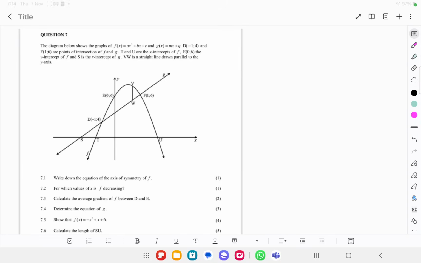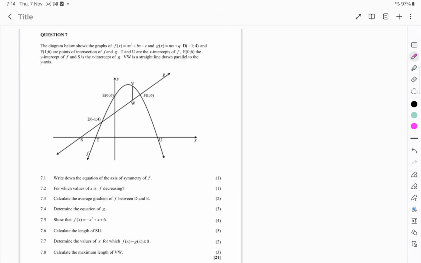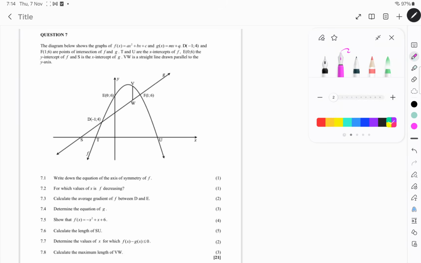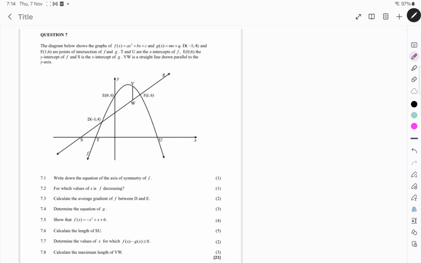Hi guys, so now I'm going to be looking at question 7. It says to us, the diagram below shows the graph of f, that is my parabola as I can see, and g of x, that is your straight line, and the point of intersection of f and g. It means our points of intersection are here and here, and those coordinates are given to us. And VW is a straight line parallel to the y-axis. Good. Write down the equation of the axis of symmetry, 7.1.